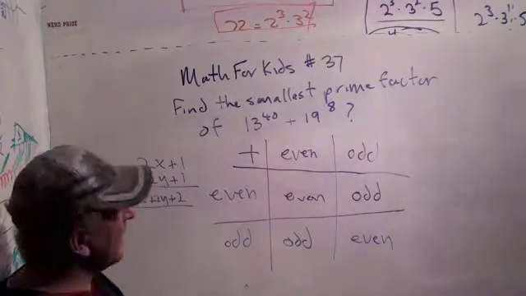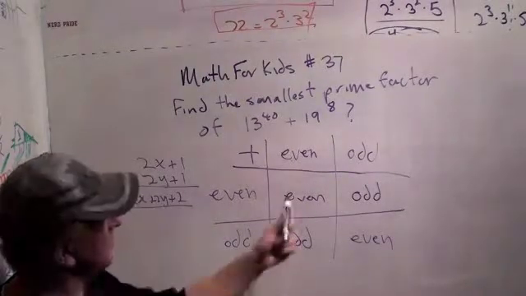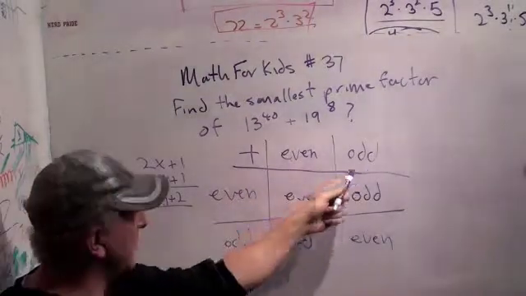Now, that's our plus. So we've just learned 4 rules about even and odd numbers. Even plus even is even. Odd plus even is odd.